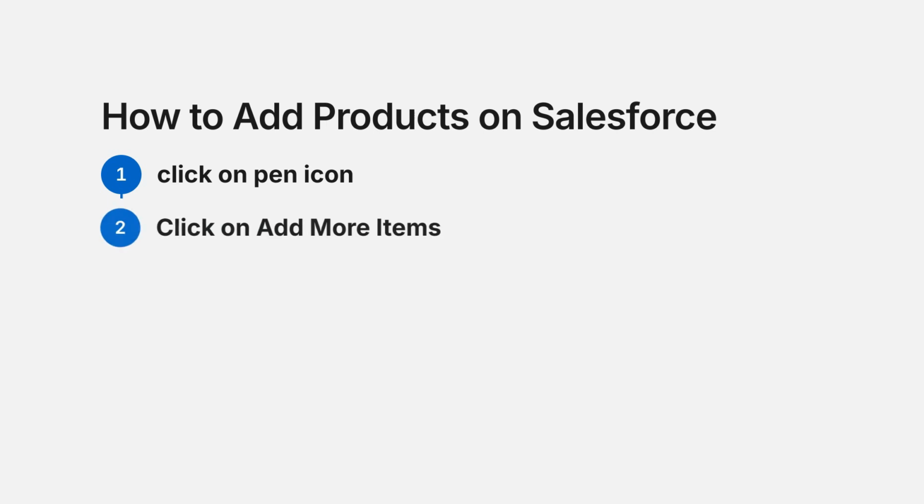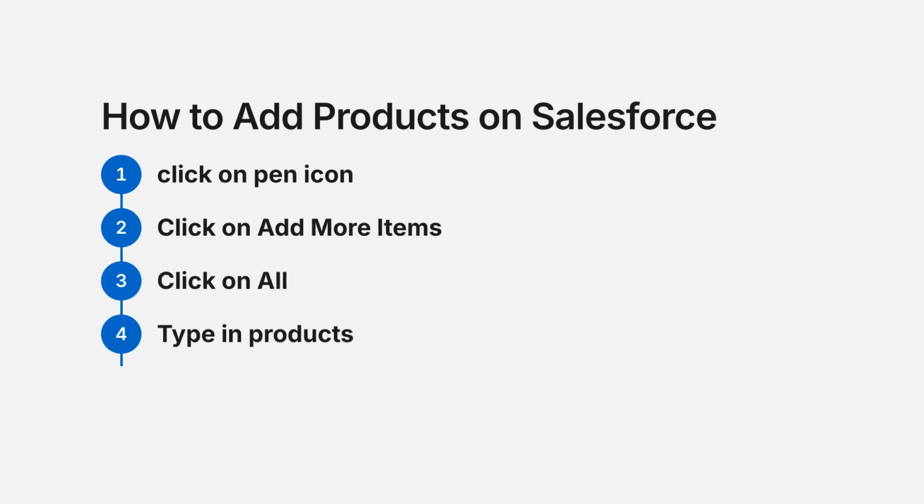Are you tired of clicking through endless Salesforce menus just to add a product? Here is the exact 7-click path to do it in 30 seconds. I will show you each click in order from the pen icon to the final save. No extra steps, no confusion.